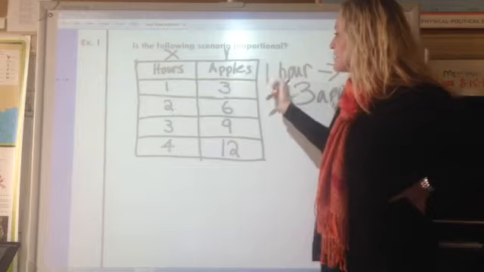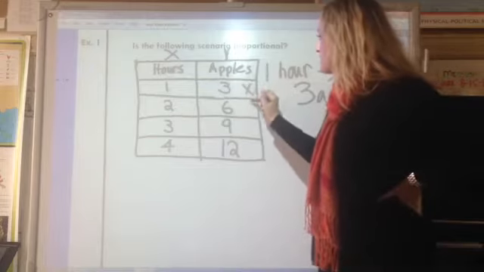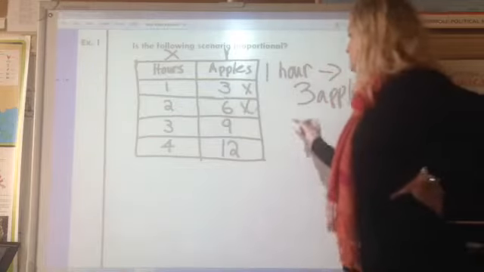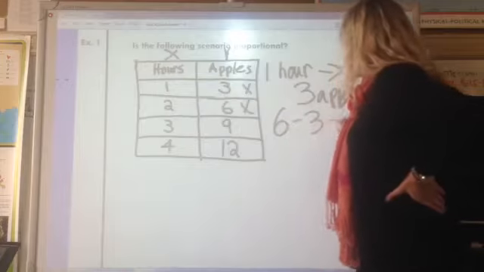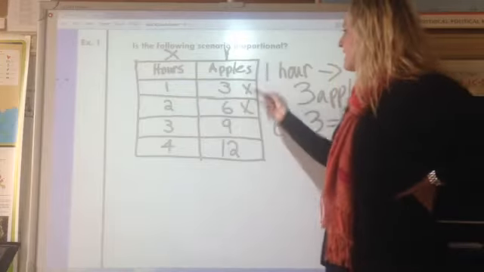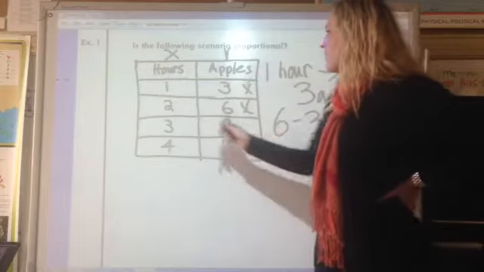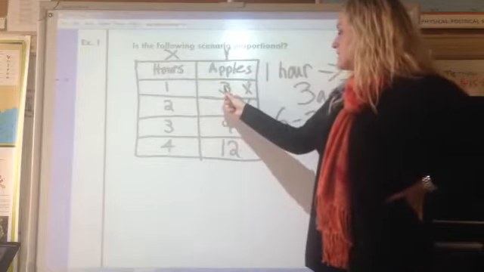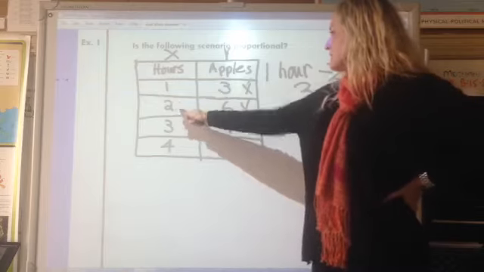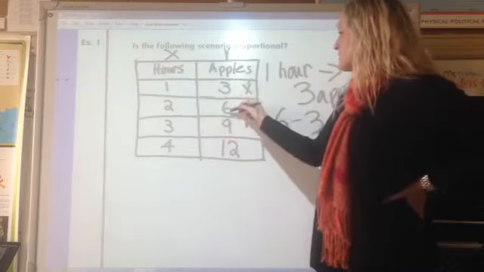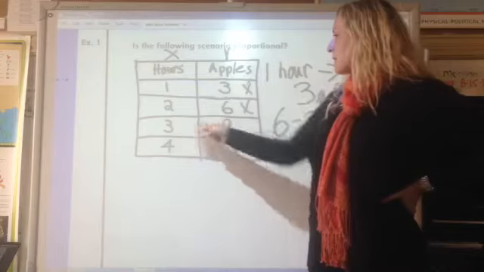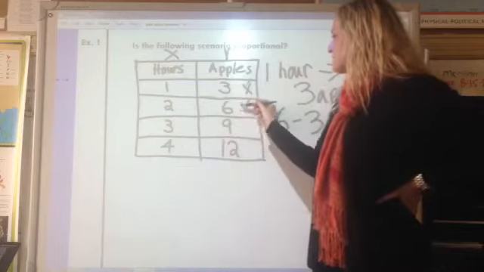So let's go ahead and just take 2 of these y values. Let's use 3 and 6 and find the slope between them. Well, 6 minus 3 is going to give me 3. So do my number of apples increase by 3 every hour? Well, if I have 1 hour, he eats 3 apples. If I have 2 hours, Diamante eats 6 apples. 3 plus 3 is 6. And if I have 3 hours, he eats 9 apples. 6 plus 3 is 9.